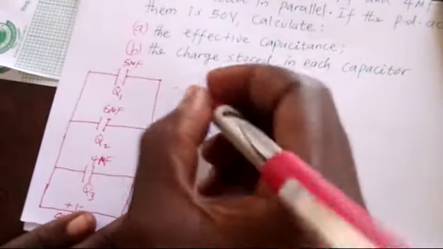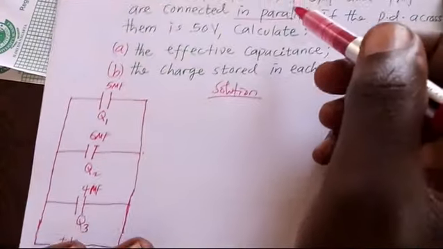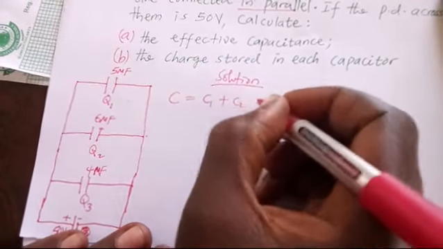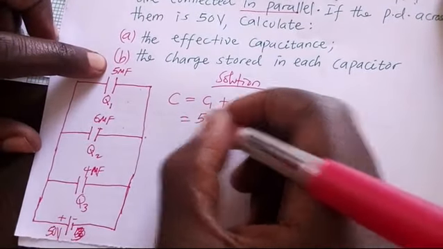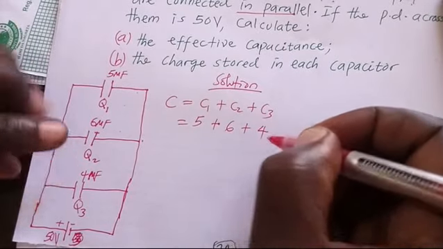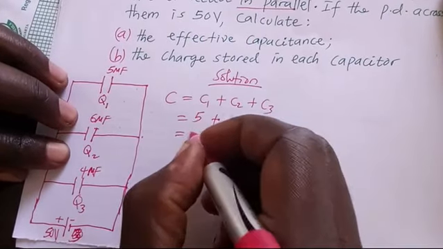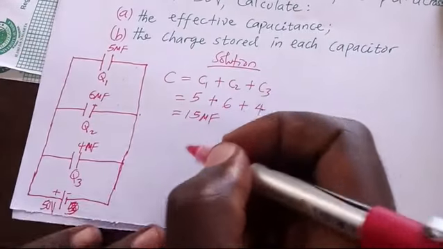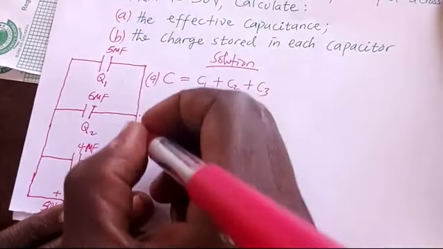Total capacitance. Since they are arranged in parallel, as we are told here, we now say our C is equal to C1 plus C2 plus C3, and this is equal to the first one, 5, plus the second one, 6, plus the third one, 4, and this will give us 15 microfarad. This is the total capacitance. Then, sorry, this is A and B.